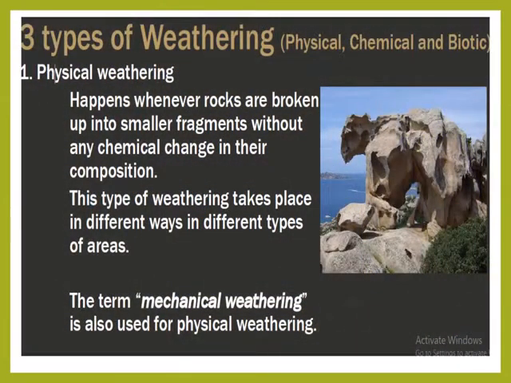So there are three types of weathering. They are physical, chemical and biological weathering. Physical weathering is nothing but whenever the rocks are broken into smaller pieces, there will not be any chemical change in it. So we call it physical weathering. It is also called what? Mechanical weathering.